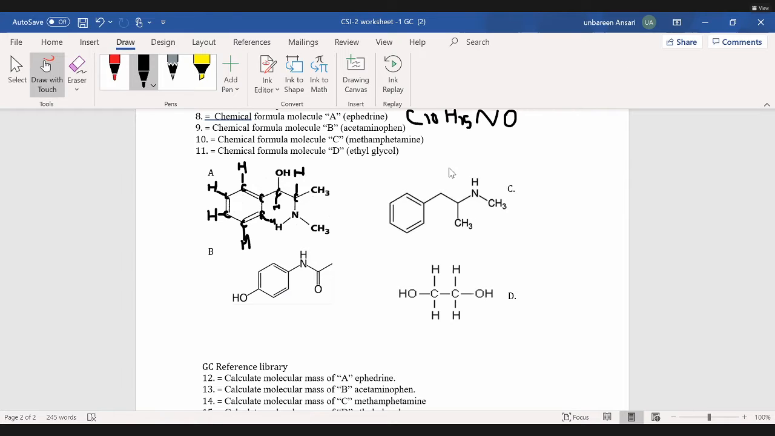I got C8H9NO2. Yes, that's correct. Good job. So how did we do that? We put a C at all the bends, and at the ends, and then we see, does it have four bonds?